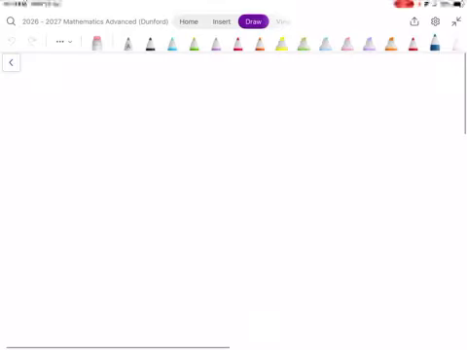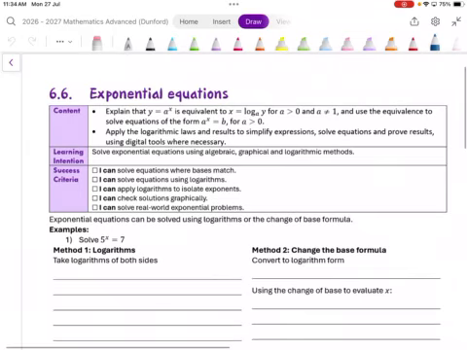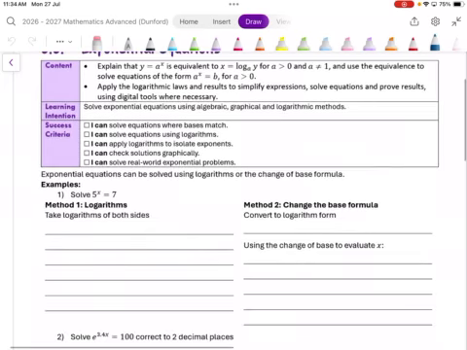Alrighty, so looking at exponential equations. What we are doing today is looking at how we use log base and our exponential equations more with real life concepts and applications. Exponential equations can be solved using logarithms or our change of base formula.